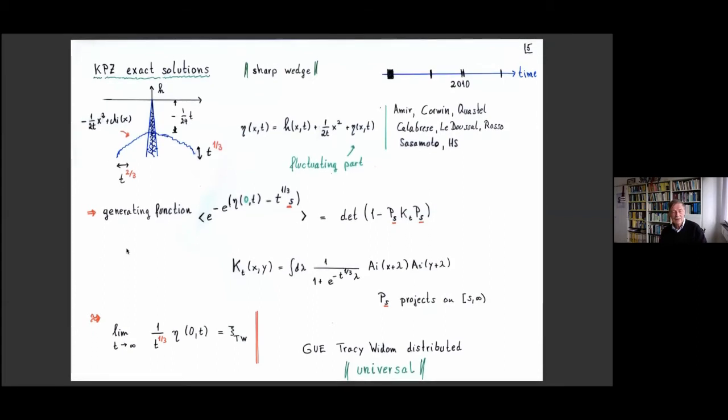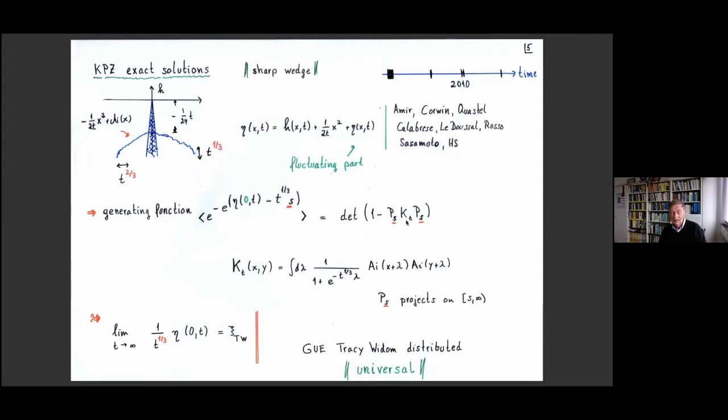And then the claim is that there is a generating function, which looks a little bit unusual. It's e to the minus e of that fluctuating term. And here you see the 1/3 scaling appearing. This particular generating function, averaged over the distribution at time t, can be written in terms of a determinant. And this determinant has a fairly simple structure. First of all, you have P_s, where s is the parameter of this generating function, which projects you onto the interval s to infinity. So that appears here on both sides.